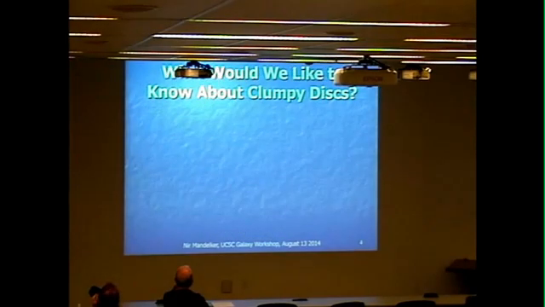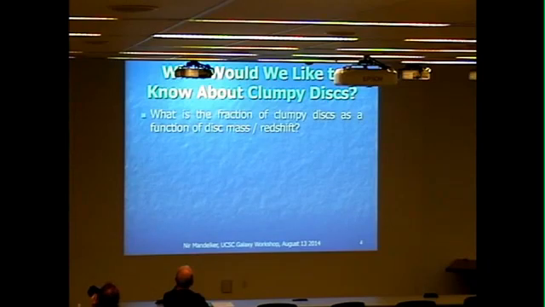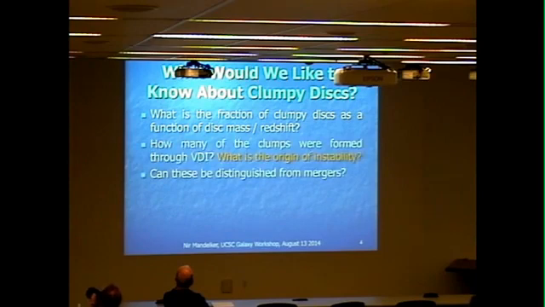So what would we like to know about clumpy disks if we could get everything that we wanted? Perhaps the most basic observational question is what is the fraction of clumpy disks as a function of disk mass and redshift? Yicheng will discuss that in the observations in the next talk. We would also like to know how many of the clumps were formed through VDI, and more fundamentally, physically, what is the origin of the instability? Can these in situ clumps be distinguished from the ex situ clumps, from the mergers?